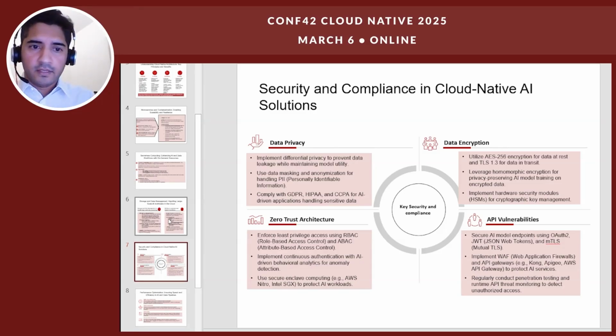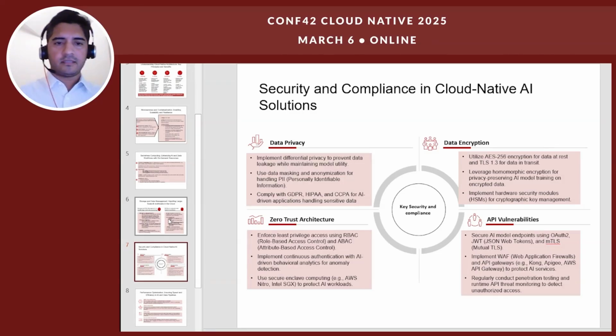Zero trust architecture, really, this is very simple here, making sure that you enforce least privilege access. Role-based access control is super important here. Continuous authentication with behavioral analytics and some sort of secure enclave computing as well. Besides this, you also have MFA, and that is also very important. OAuth2 for the API vulnerability.